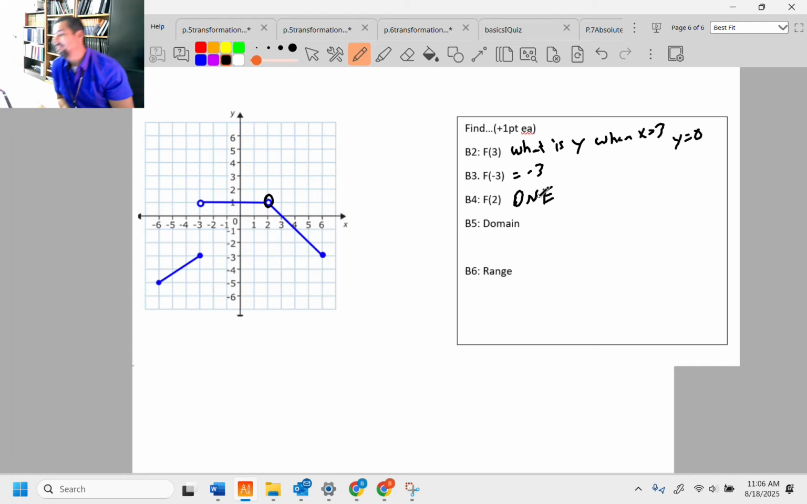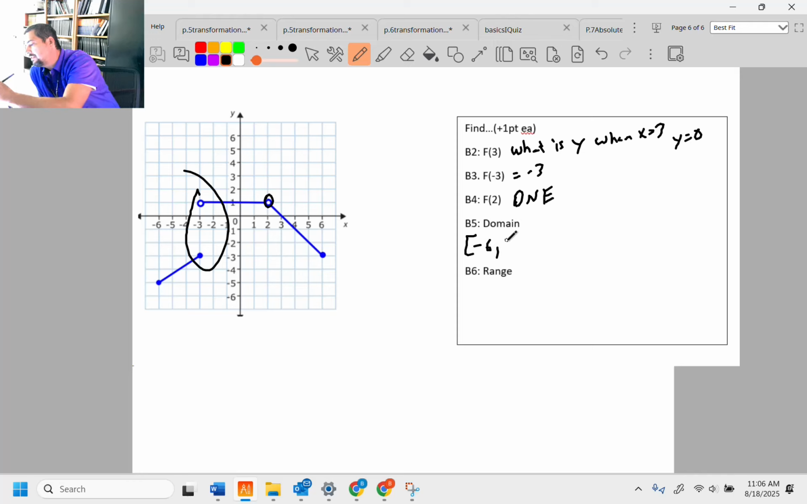Alright, domain on this one. This one's kind of interesting. So the kids are going to have a problem here. I can tell you that. So let's break it down piece by piece. It looks to me like we can go from negative 6 to negative 3, and that's inclusive, so brackets. And then we can go from negative 3 to 2, and that is not inclusive because they're open holes. And then we can go from 2 to 6, and the 6 is inclusive.